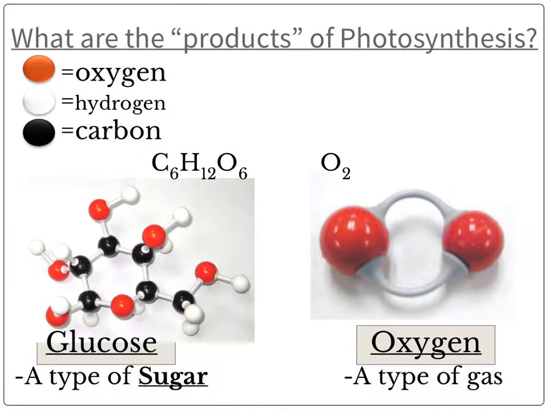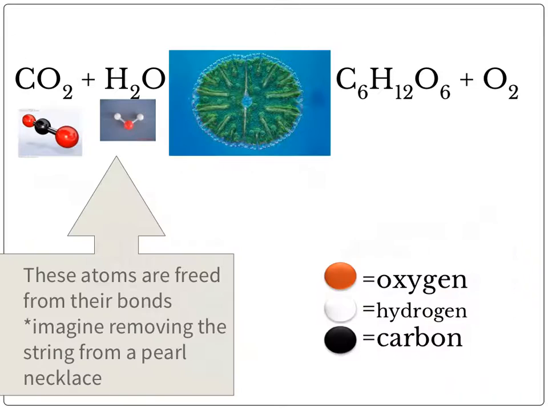Glucose is that sugar that you're very familiar with, and it is a solid, while this oxygen is actually a type of gas. And this is the form oxygen is in when we talk about breathing in oxygen. It's actually breathing in two oxygen atoms to make a gaseous oxygen molecule.